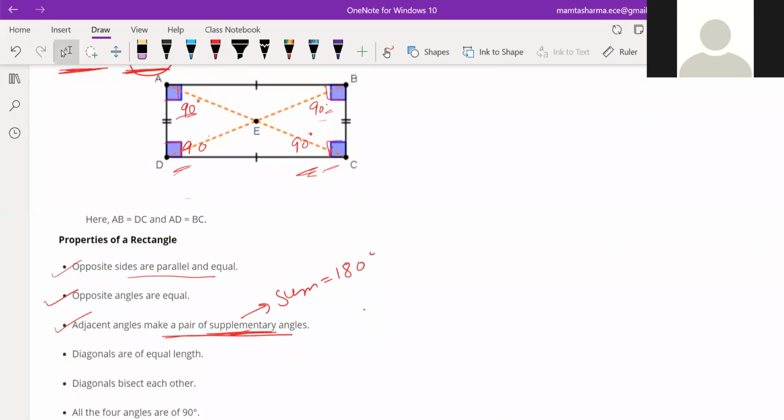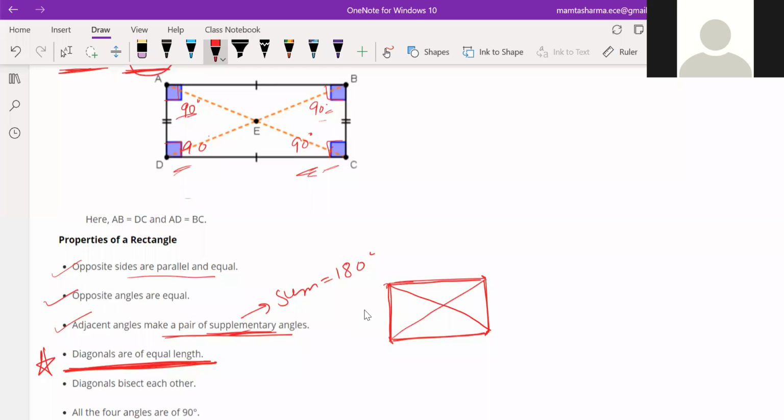And diagonals are of equal length. That is the second most important property of a rectangle. If a question comes and you forget whether the diagonals will be equal or not, then no need to worry. Just take a ruler and pencil and draw a rectangle of any measure. Only keep in mind that opposite lengths should be equal. Then measure its diagonals using the ruler. You will find that they are equal in length.